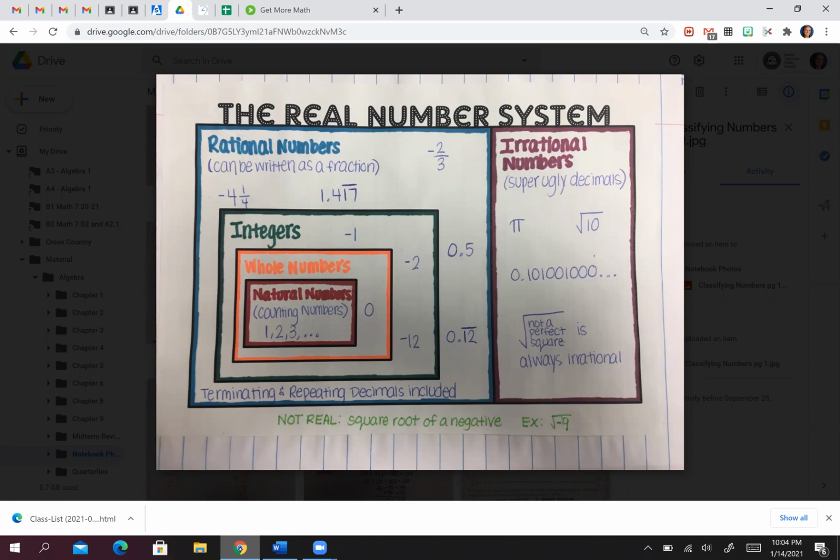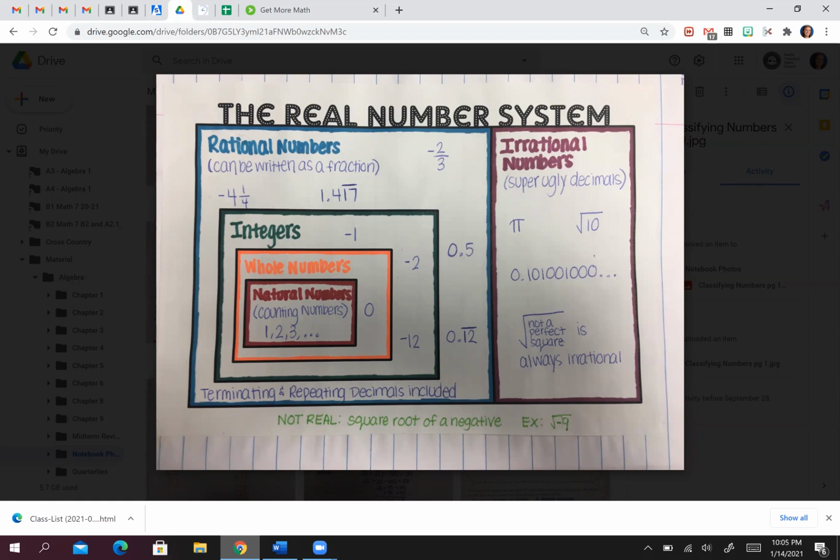Pi, obviously, very famous one of those, but it can be any of those types of decimals, particularly if you have a square root of something that's not a perfect square. That's always going to be irrational. So that's on the right hand side. And then on the left hand side, we have our rational numbers, which is essentially anything that can be written as a fraction. But now the rational numbers can be broken down into other different sets.